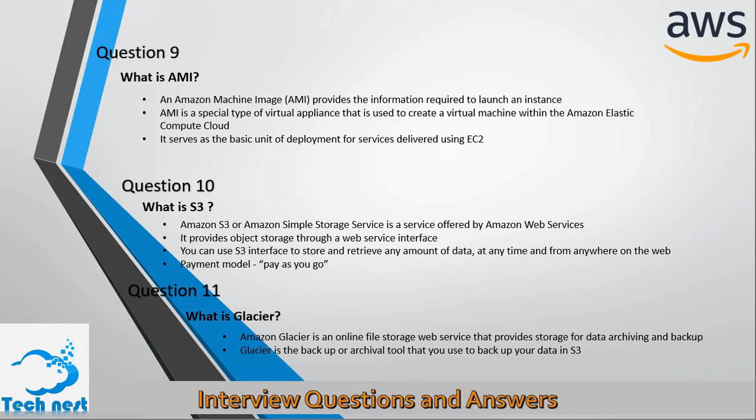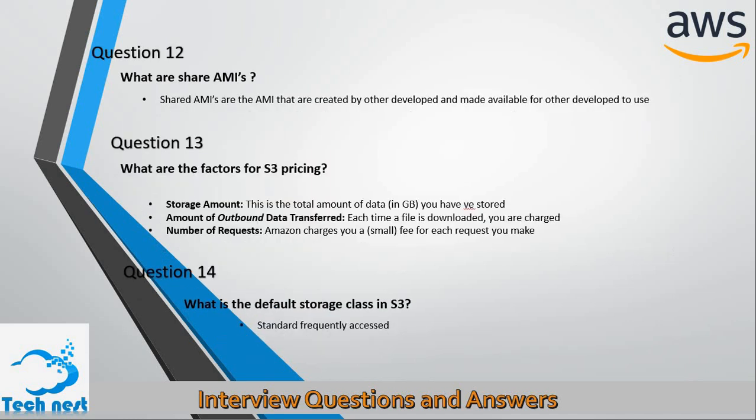What is Glacier? Glacier is an online file storage web service that provides storage for data archiving and backup. Glacier is a backup or archival tool that you use to back up your data in S3. Moving on to the next question, what are shared AMIs? Shared Amazon Machine Images are AMIs that are created by other developers and made available for other developers to use.